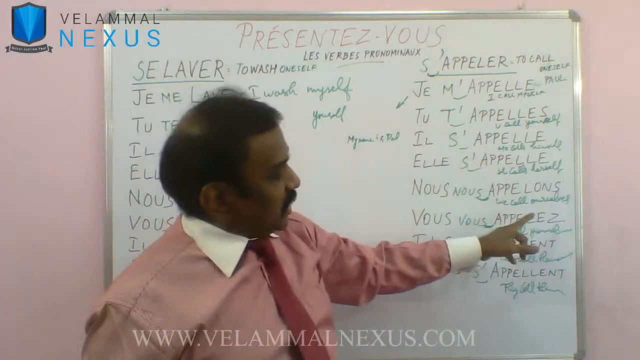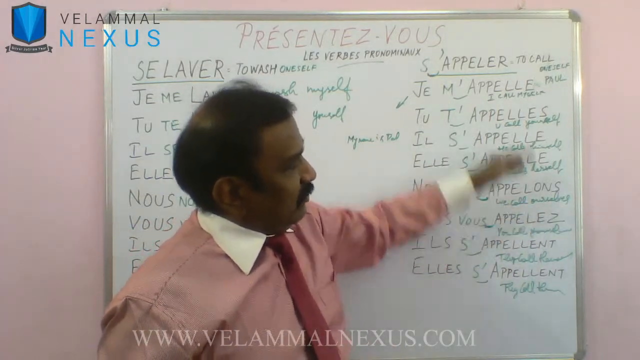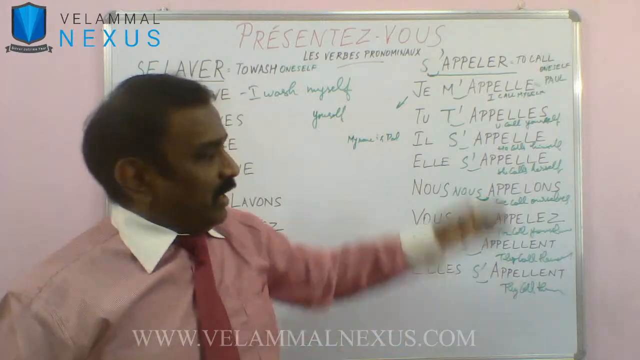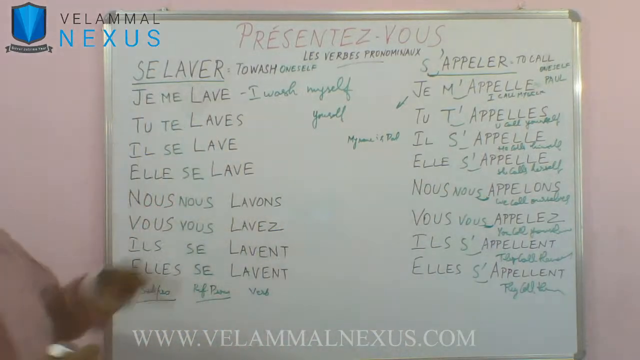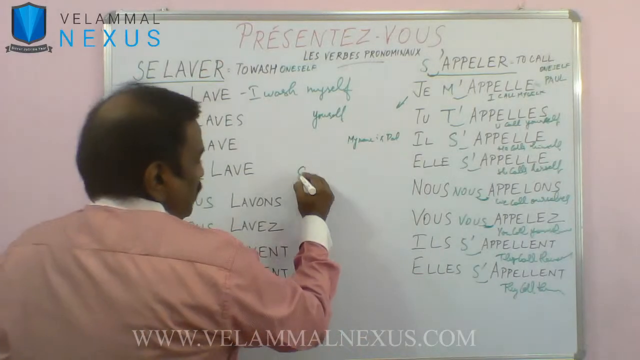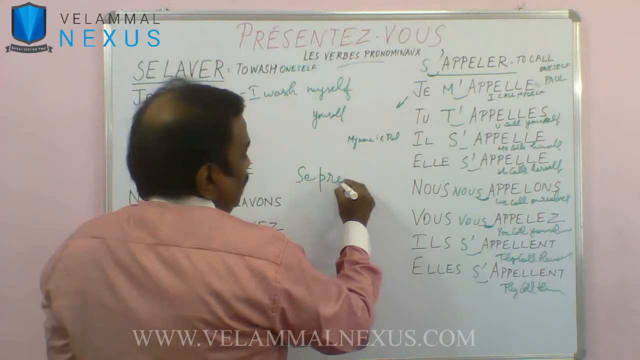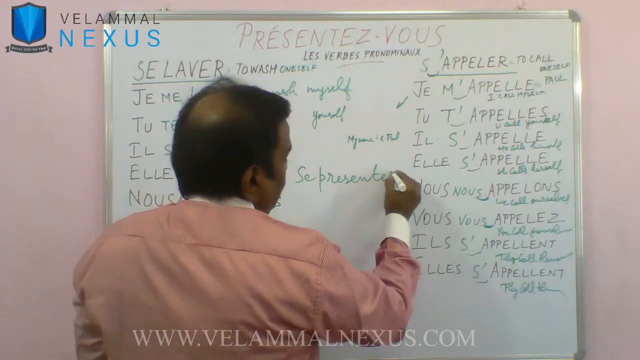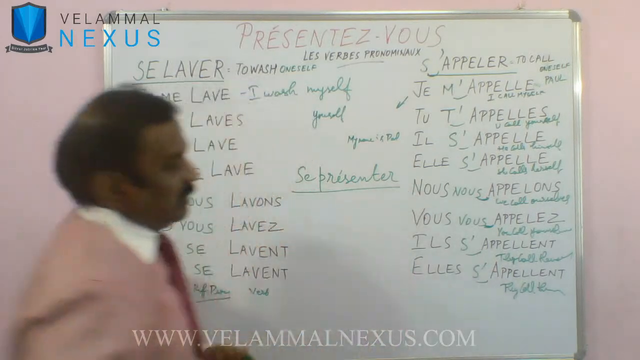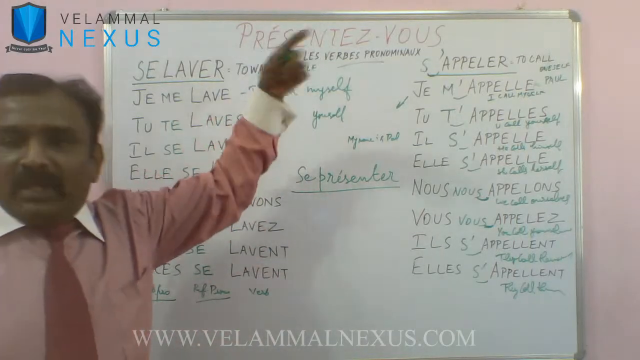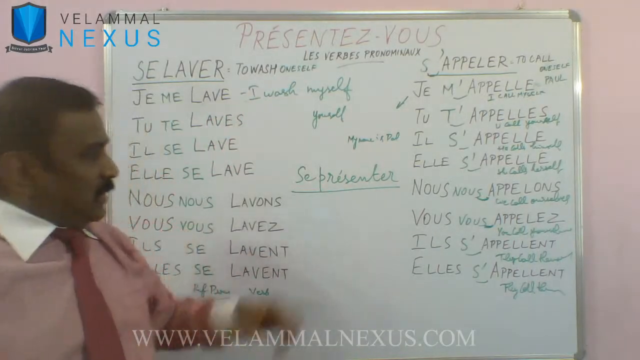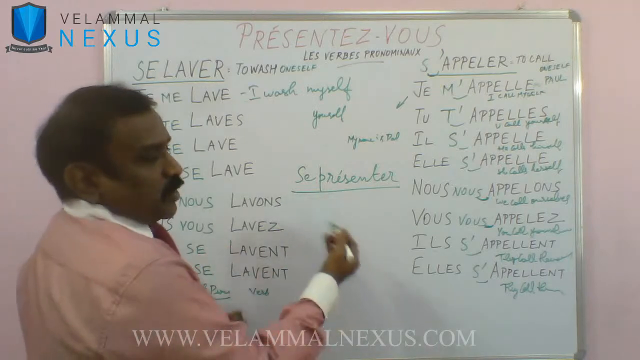And be careful with the conjugation. For nous and vous, you get a single L. For the other conjugations, you get a double L. So this is what a reflexive verb is. Even Présentez-vous is from se présenter, to introduce oneself. Here it is in imperative form. We'll deal with the imperative form in the classes to come. So se présenter is to introduce oneself.